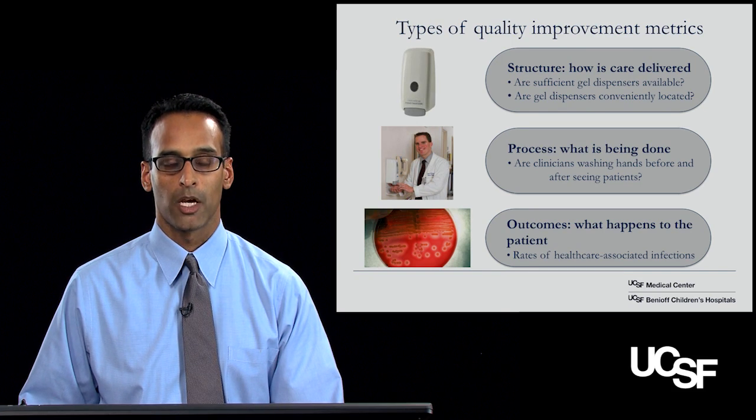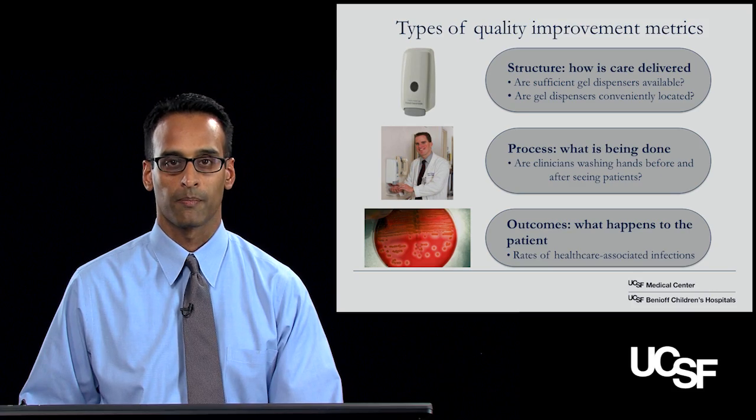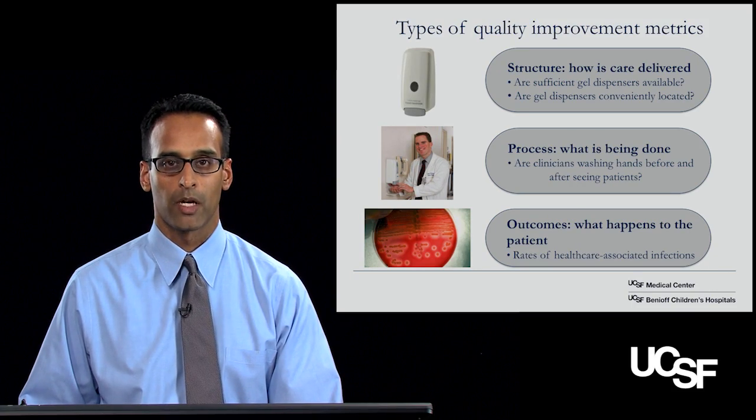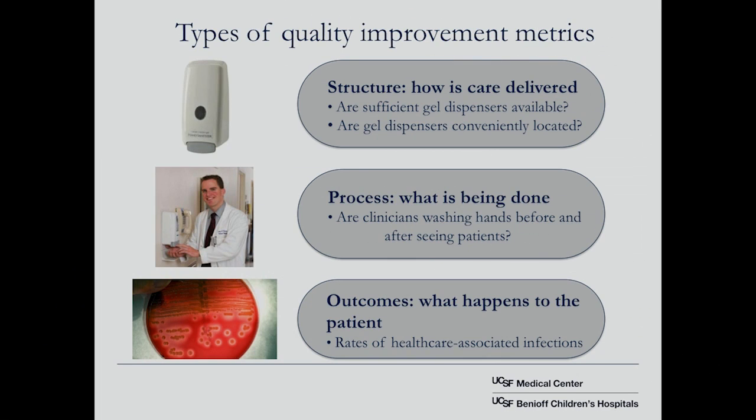None of these measures are necessarily superior to another one. The choice of the most appropriate metric depends on the specific process that is being targeted. Let's go through each of these types of metrics one by one. Structural measures refer to how care is delivered. Process measures refer to what is actually being done at the point of care. Outcome measures refer to what ultimately happens to the patient. So in this example, the rates of healthcare-associated infections.